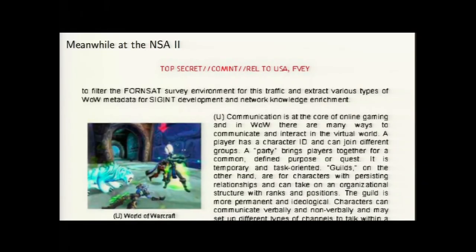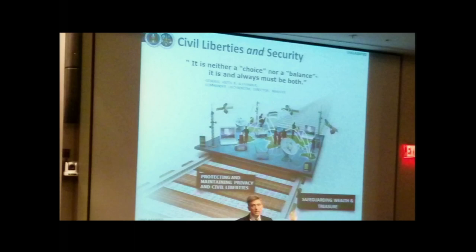Meanwhile, at the NSA. Also, meanwhile, at the NSA, here's another slide from this NSA presentation that I went to. It's a little bit blurry from the picture, but there's kind of like this diagram of cyberspace on a railroad track. And one rail is labeled protecting and maintaining privacy and civil liberties. The other rail is labeled safeguarding wealth and treasure. This is the strangest mixed metaphor I've ever seen. But I'm pretty sure that it means that all of us on cyberspace are being railroaded by the NSA.